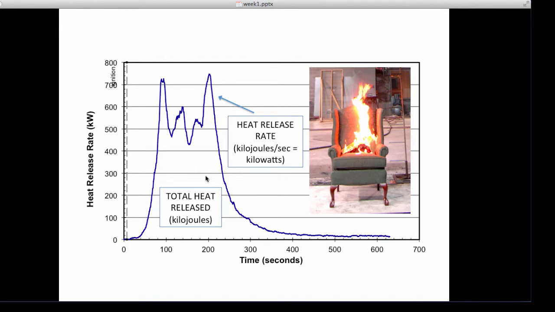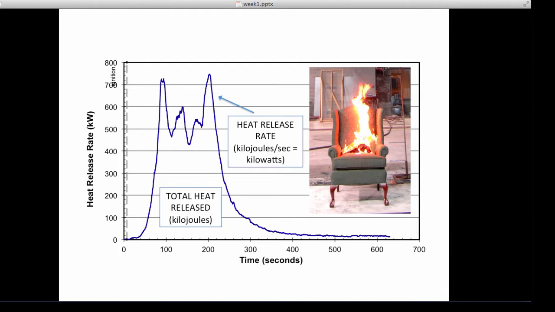It's going to be easier to think of that in metric terms, because that's what most of our equations are in. So instead of calories, we're calling it kilojoules. It's the same type of measurement, just a different label, a different unit. Up here on the top, we've got these spiky lines, and that's our heat release rate. That's the rate at which the energy is being released from this chair as we burn it. And that's in kilojoules per second, which we would also refer to most of the time as kilowatts. So that's a similar term you've heard before.